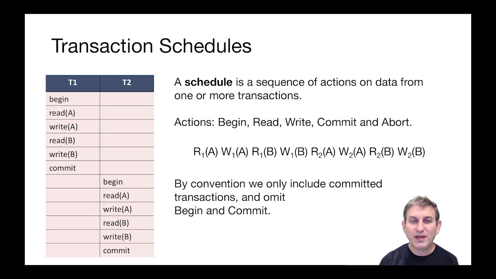So we have a read by transaction 1 of A, a write by transaction 1 of A, a read by 1 of B, a write by 1 of B, and then a read by 2 of A, a write by 2 of A, a read by 2 of B, and a write by 2 of B. By convention, in the string notation, we'll only include committed transactions, and we will omit begin and commit unless they're necessary for discussing what is going on.